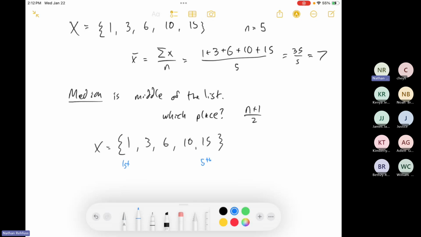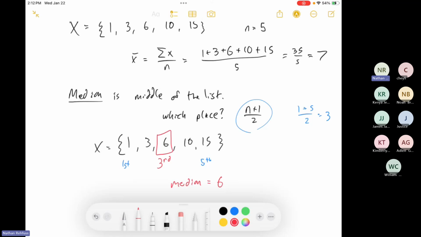If I take the average of those place values, the average of 1 and 5 is n plus 1 over 2. So the average of 1 and 5 is 3. So if the average of first place and 5th place is 3, then the middle of the list is the person in 3rd place. And so the median is 6 for this data set. So we got a slightly different answer. That's because this is just 2 different methods for calculating mean and median.